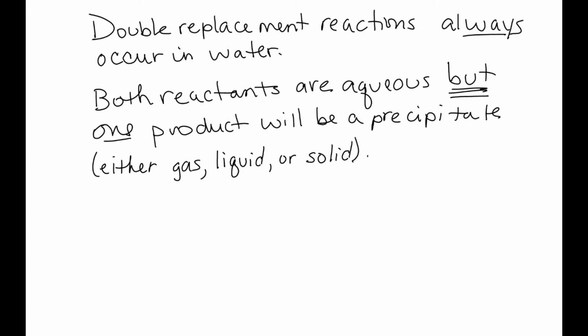Now, a precipitate can be in any form or any state. It can be either a solid, liquid, or a gas. It just cannot be aqueous. It cannot be dissolved in water. Well, that's what a precipitate means. It comes out of water, okay?